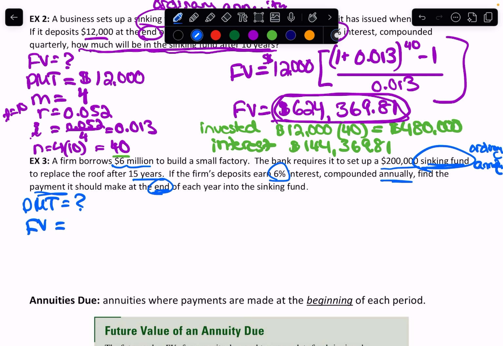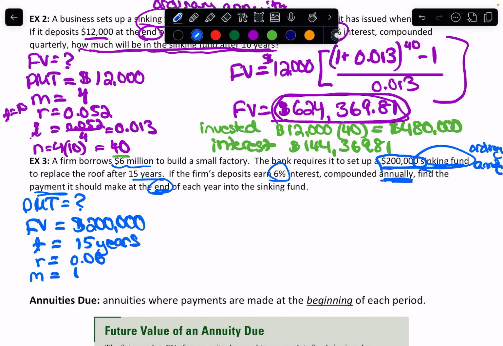Okay, our future value now is going to be the $200,000, so this amount right here. Our T is going to be 15 years. R is 6%, which is 0.06. Our M is 1, so annually. Our I is going to be R over M, so that's just going to be 0.06 divided by 1. That doesn't change. And our N is 15, so T over M, which is 15 over 1, is 15. Okay, now for this one right here on your exam, there is going to be how to calculate the PMT out of the future value. Let me just double check.